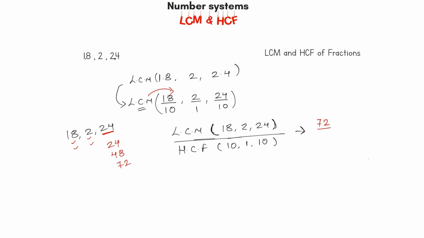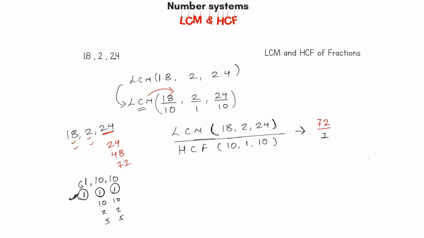Now I need to get the HCF, highest common factor, of 1, 10 and again 10. What is the highest common factor? There is one factor, which is 1. 1 has only one factor, that is 1. So obviously the highest will be 1 only here, because there is only one factor of 1, that is 1 itself. Even if I have a 10 or a 2 or a 5, it doesn't matter, because there is only one factor here, that is 1. So it has to come out to be 1.